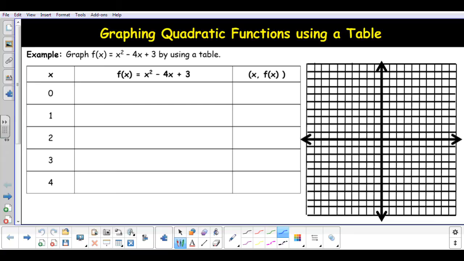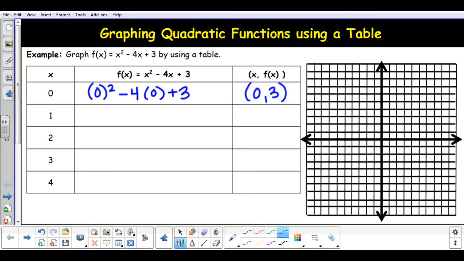equation. So I'm going to have 0 squared minus 4 times 0 plus 3. I can plug that into my calculator using the appropriate parentheses, and it'll give me my y coordinate. So when I do that, I'm going to get a value of 3. So my coordinate here is 0, 3. So I'm going to repeat that process for the following 4 x's.